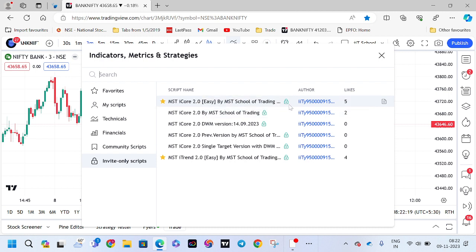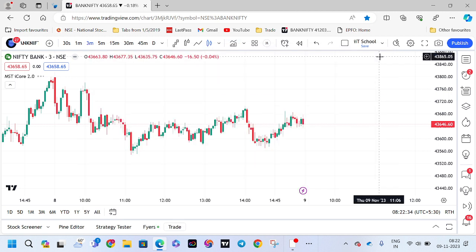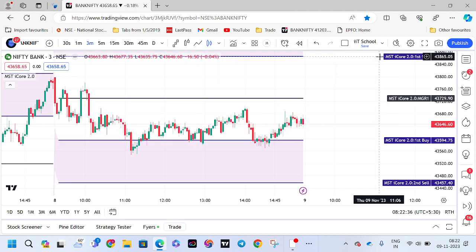Here you can see the green symbol. If it is green, it means you are given access to our indicator. If it is red, the indicator is added but access is denied. Now just give one click on it and automatically that indicator will be added to your chart. That is the default setting method.